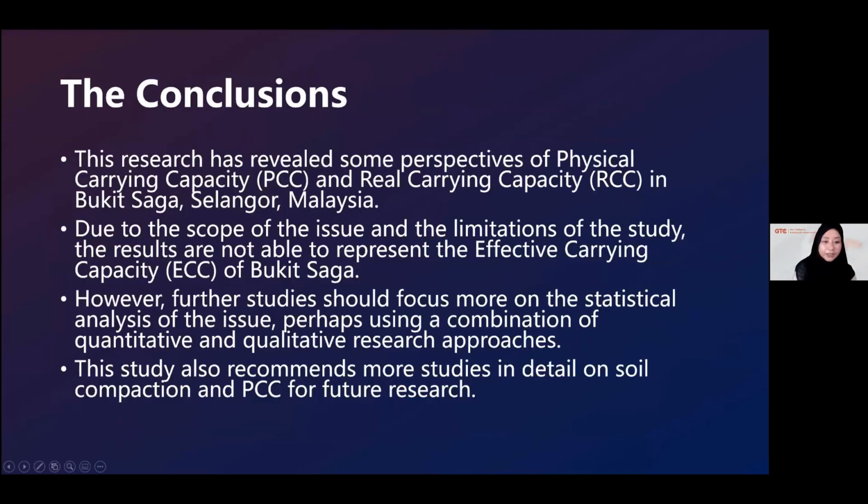Okay, so to end this presentation, carrying capacity is very important to limit the users, because we need to preserve the environment. I think if we can put this study into detail in many various sectors, it will be very interesting for future research. That's all from me. Thank you.